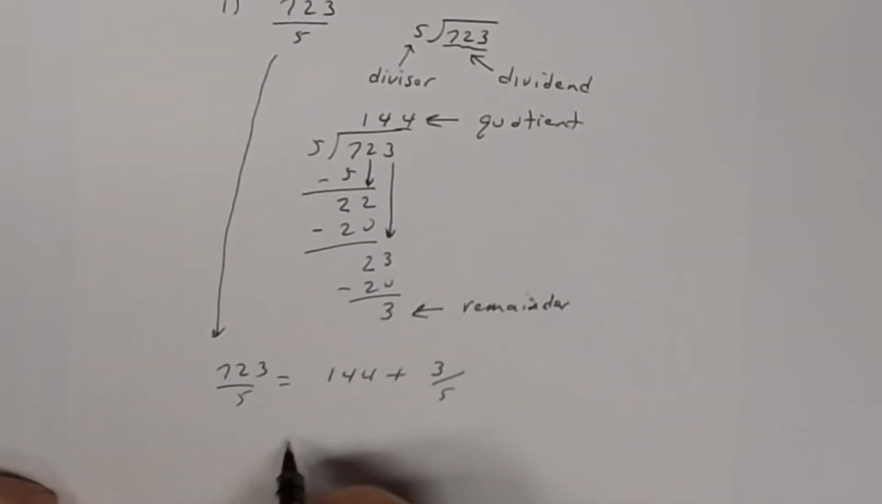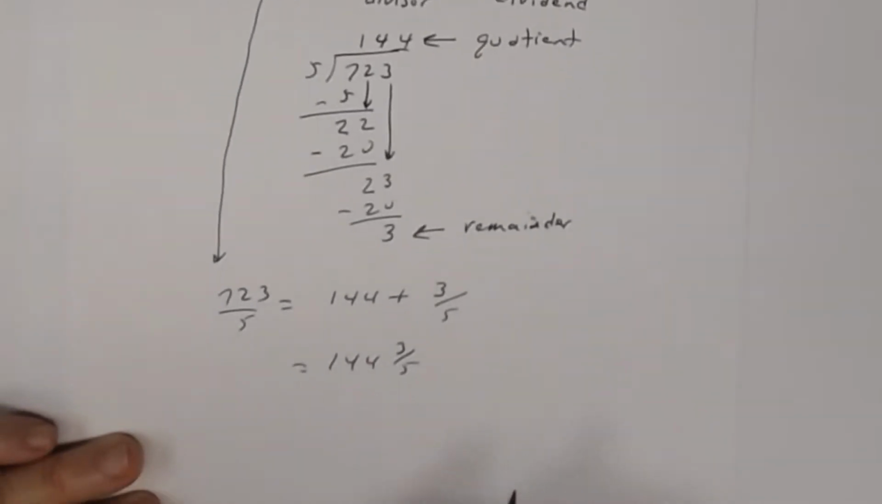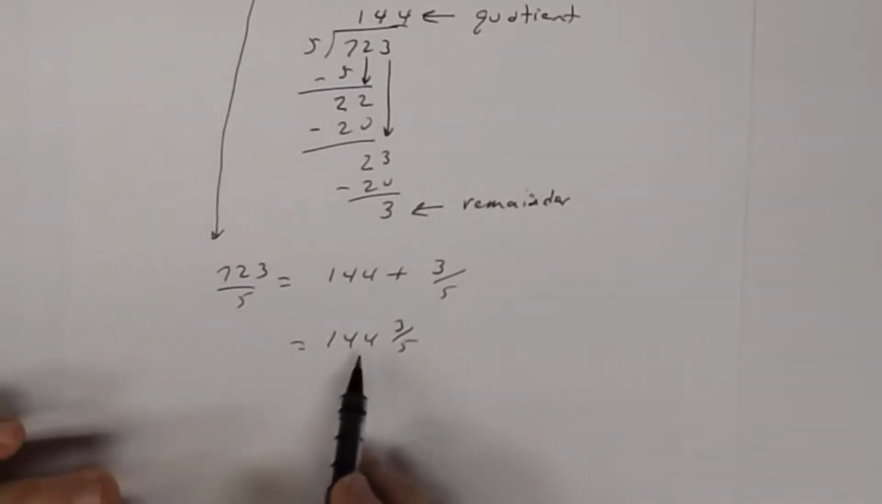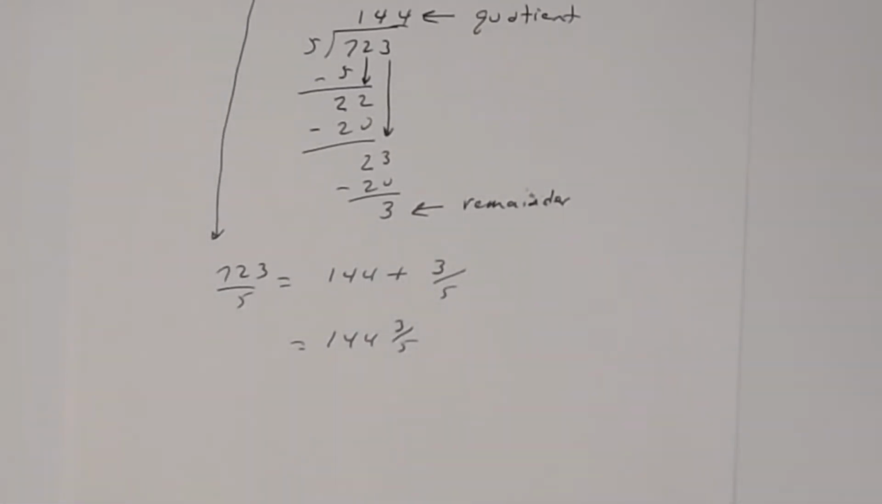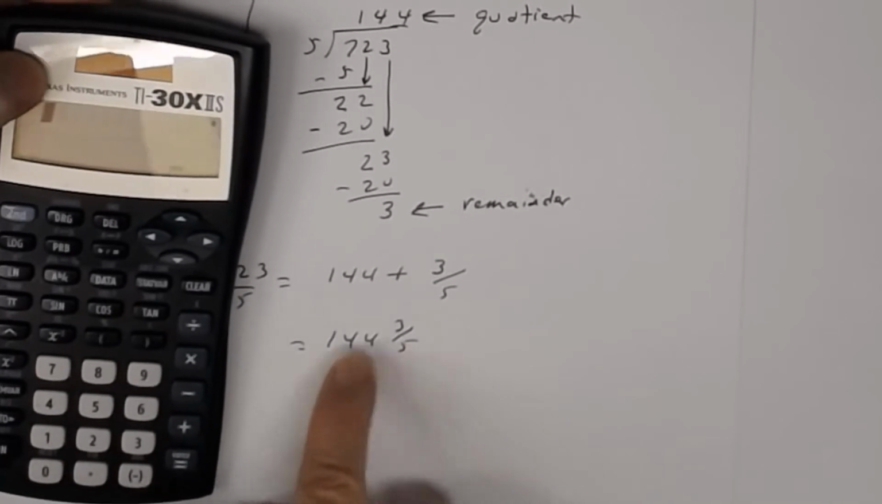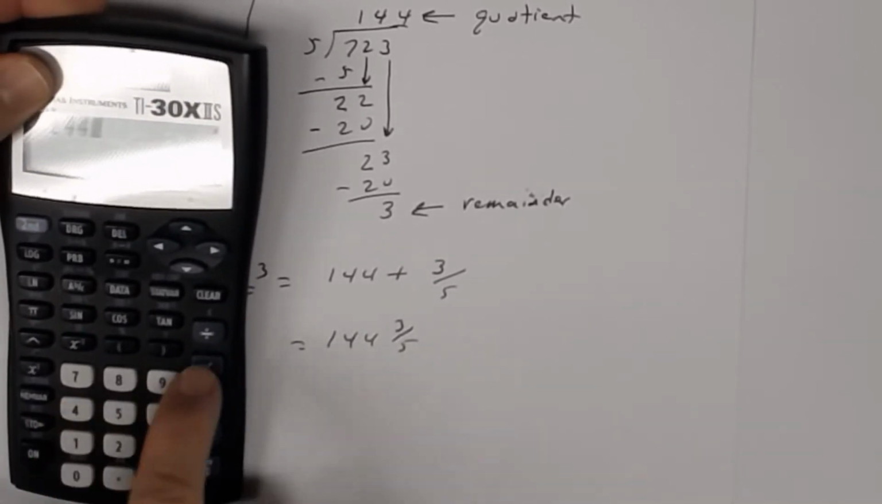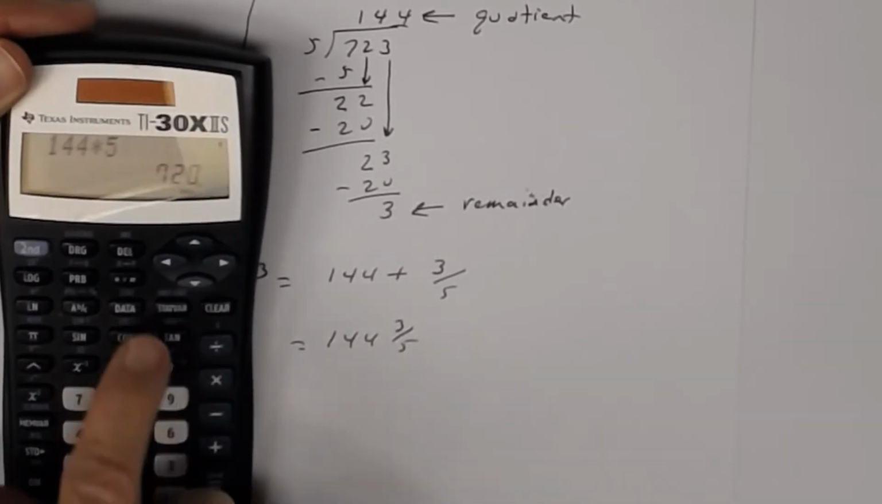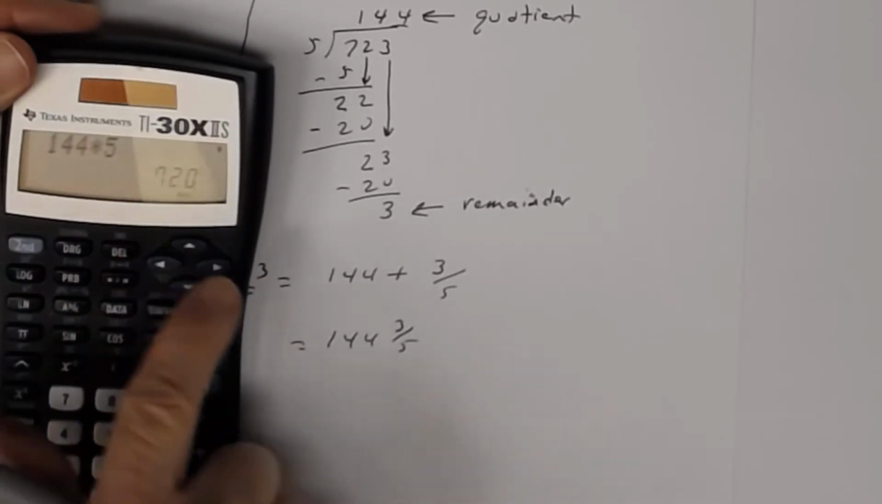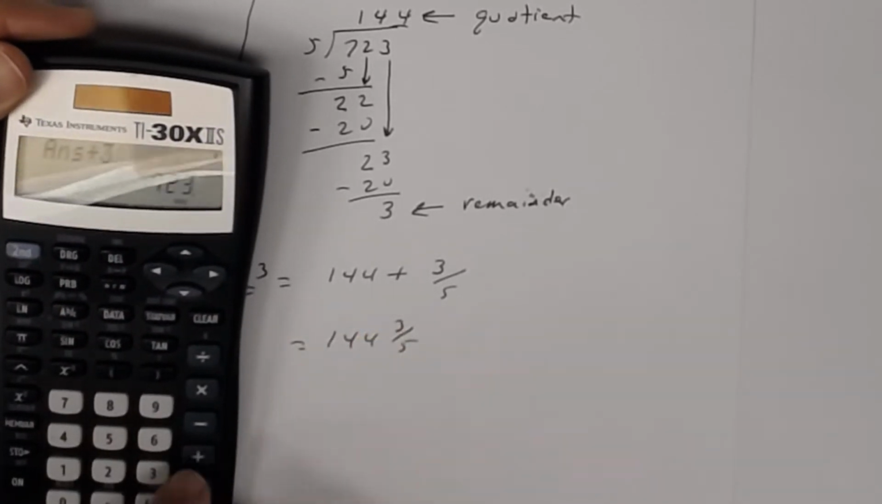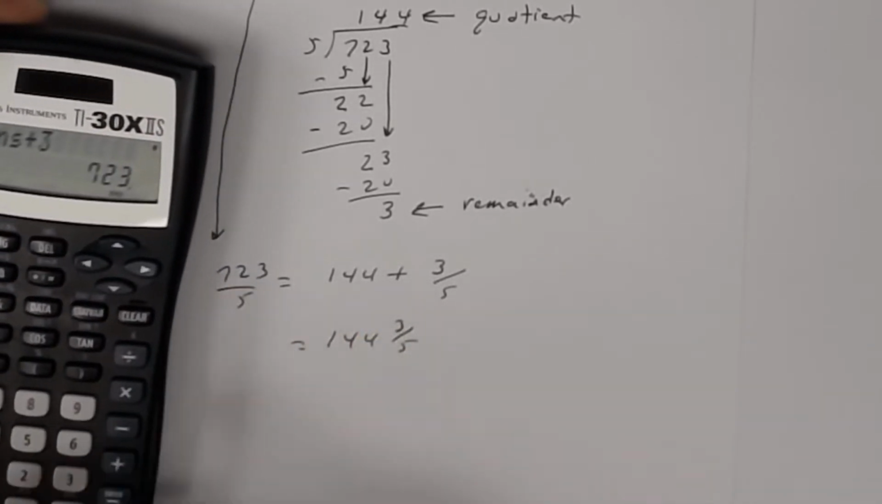And so remember you wrote this as 144 and 3/5. And you remember you always can check yourself, right? So I'm going to use a calculator for this part because of our time, but if you said 5 times 144, you get 720, and then you said 720 plus 3, and you get 723, which is the numerator.